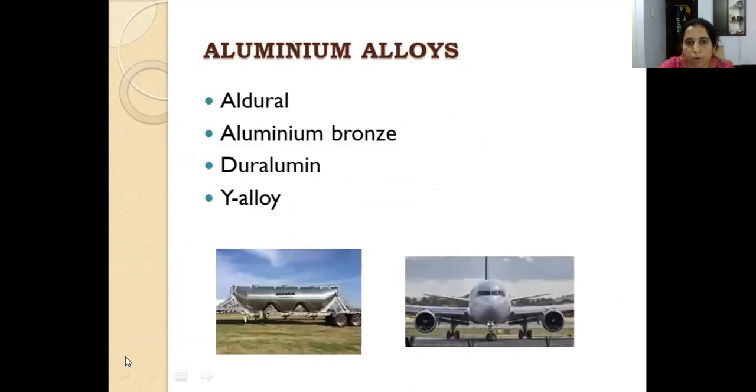So we have studied aluminum already. What are the alloys of aluminum? As I said, according to the requirement in the industry, the alloys are formed. Aluminum will be having its own limitations. By adding some other elements, we can overcome the limitation of any metal, and it will perform better than the independent metal. Here we have four types of alloys of aluminum: aldural, aluminum bronze, duralumin, and Y alloy. We'll be dealing with this independently in the next slide.